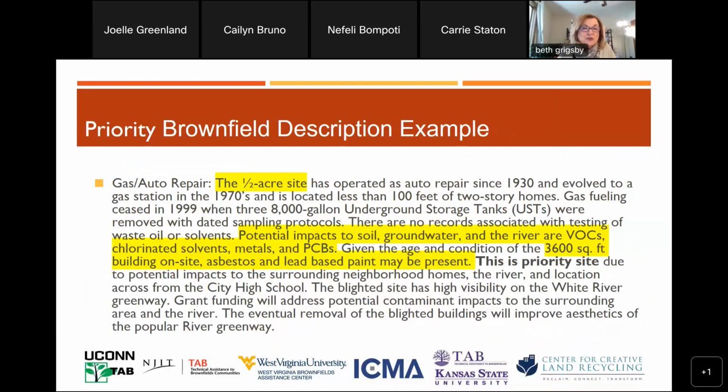Priority brownfield description, again, very important. This is an example of a half-acre site. It gives you the operations in the past and the potential impacts: the soil, groundwater, and other areas, not just residents, but the river, the size of the building, maybe asbestos, lead paint. It's a priority site because, and they lay that out very well here. Next slide, please.